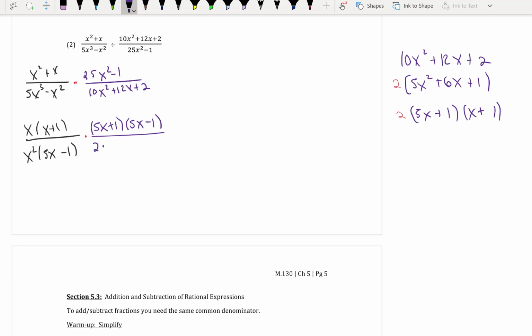So 2 times my 5x plus 1 times my x plus 1. So now I can start canceling things out. So I have 5x minus 1 that cancels out. I have a 5x plus 1 that cancels out. And I also have an x plus 1 that cancels out. So I'm left with an x divided by an x squared times 2.